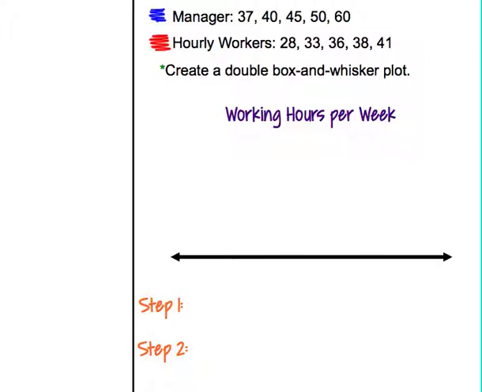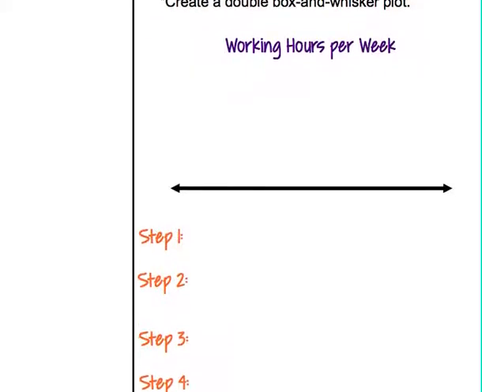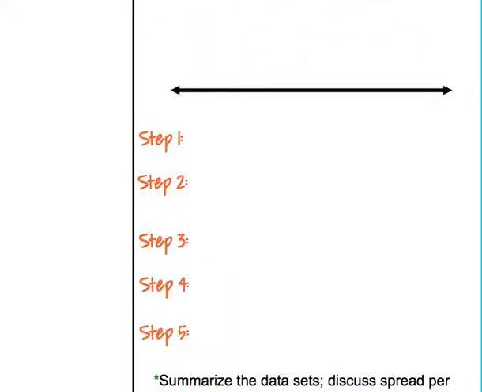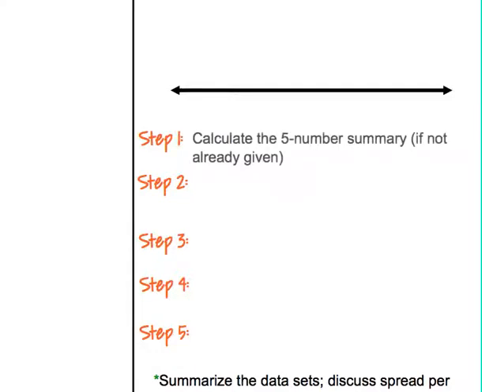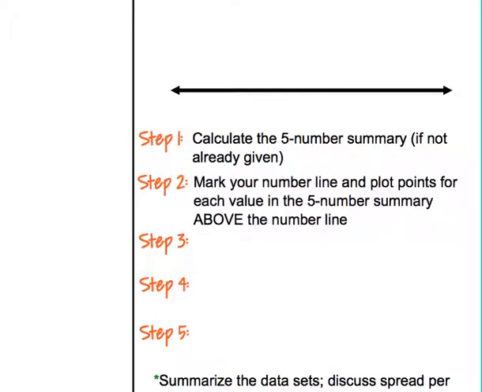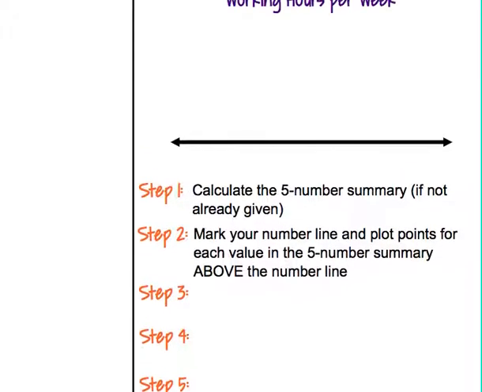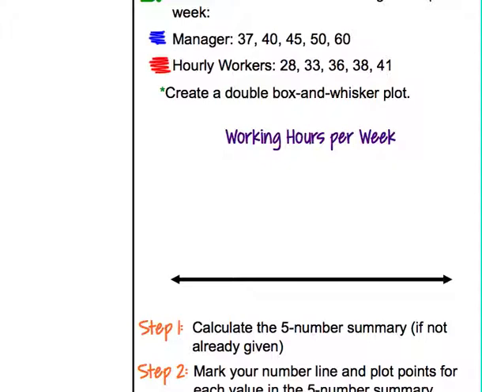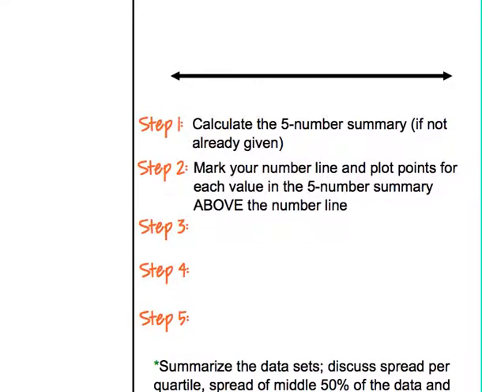Now when we go about doing this, we've got some steps. Once again, I'm going to run through those steps before we actually do it to help us out. So step 1 is going to be to calculate the 5-number summary if it's not already given. In our case, it already has been given. Then we're going to mark our number line so we can plot our points. So I'm looking here and I see that my smallest value is 28 and my biggest value is 60, and that's a range of 32. So I'm going to go up, I think, by 2s to make my graph. So we're going to get there, but in the meantime, we'll go through our steps first.